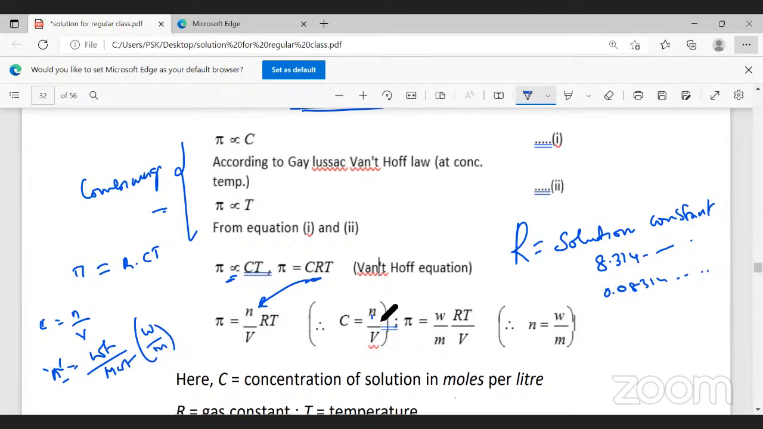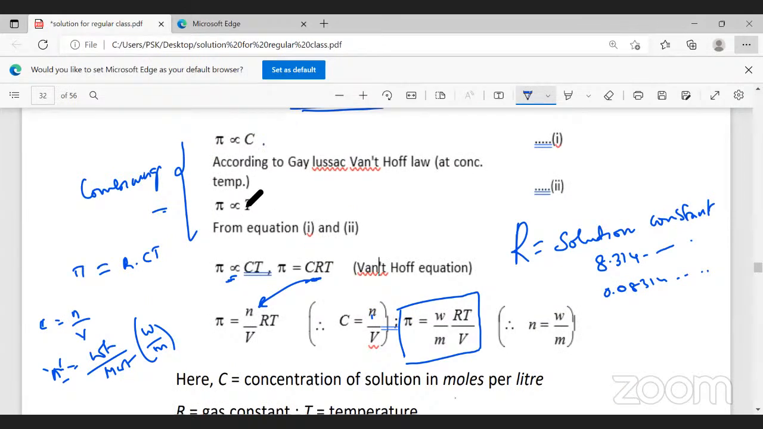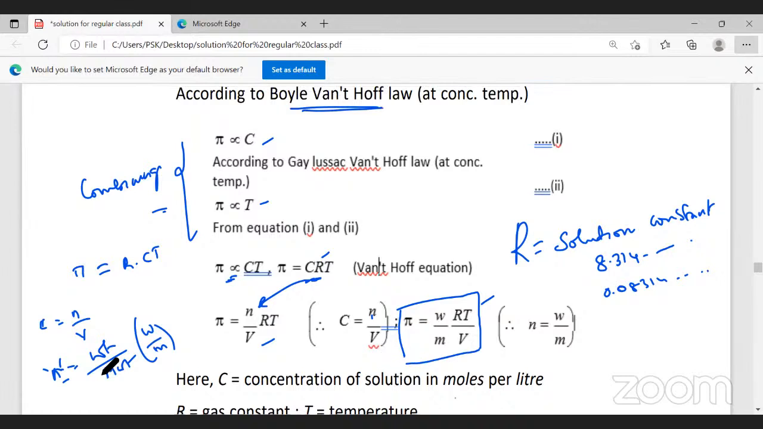So substituting for n, W by M, in this equation, the equation reduces to pi is equal to W by M into RT by V. So this is the formula to calculate the osmotic pressure. Now, not only this formula, you should remember these five formulas in case of osmotic pressure so that we can work out some of the problems. I hope this is a simple derivation. You followed this?